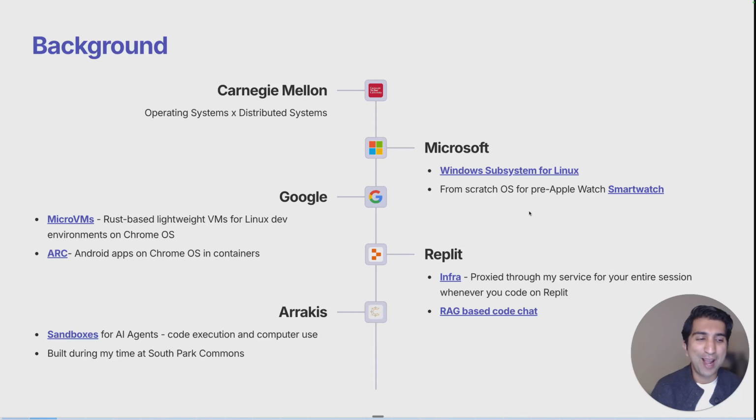A little bit about my background. I went to school at Carnegie Mellon where I studied distributed systems and operating systems. At Microsoft, I worked on Windows Subsystem for Linux and a smartwatch OS from scratch. At Google, I worked on cutting edge systems using containers and inventing something called MicroVMs, which we'll discuss in plenty of detail today. The last couple of years, I was at Replit, working on infra and RAG-based code chat before I founded Arrakis, right at the intersection of my background in operating systems, sandboxes, and AI agents.